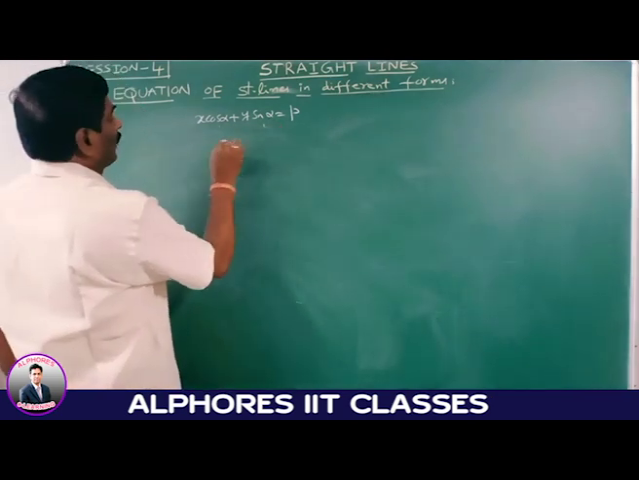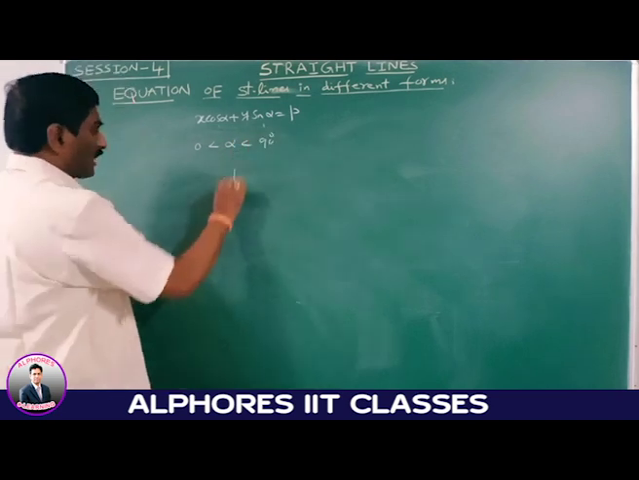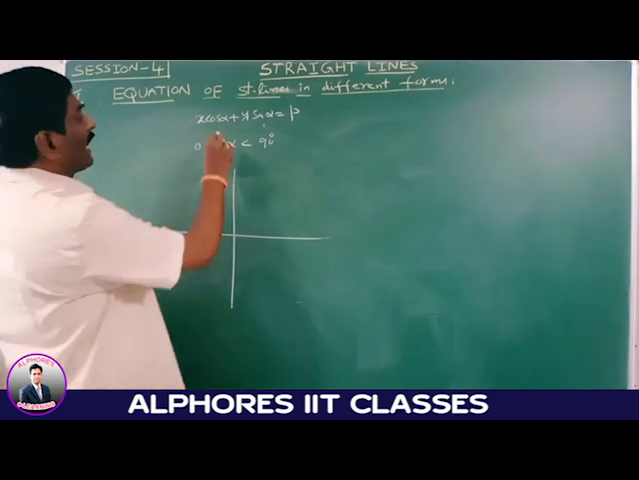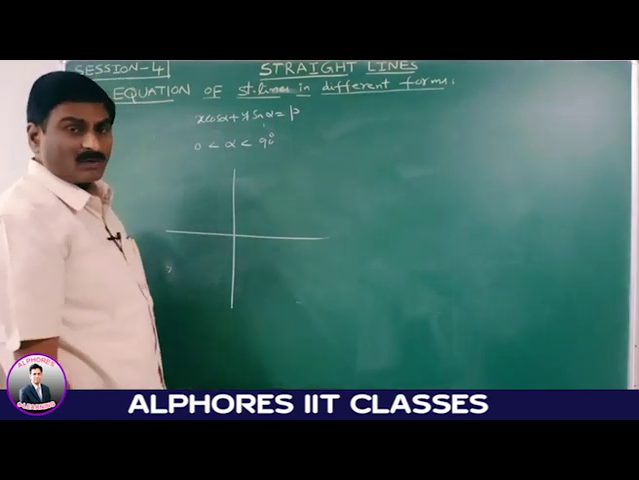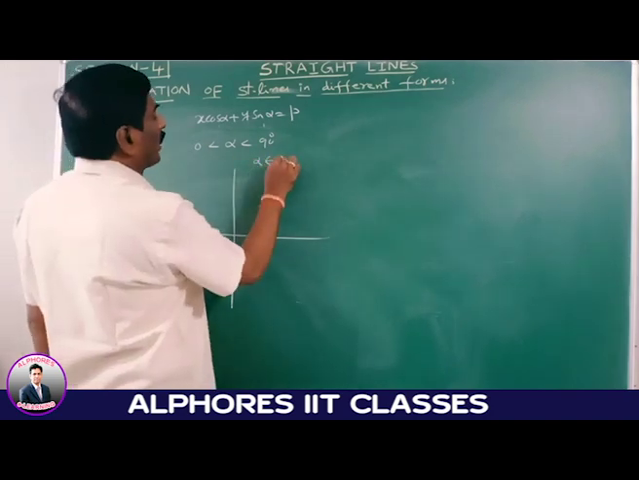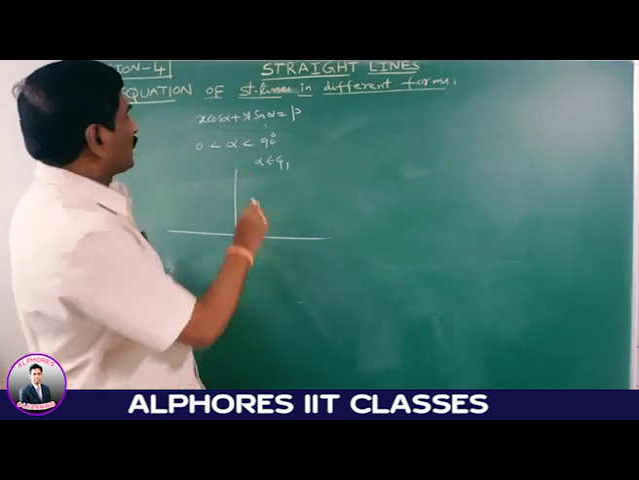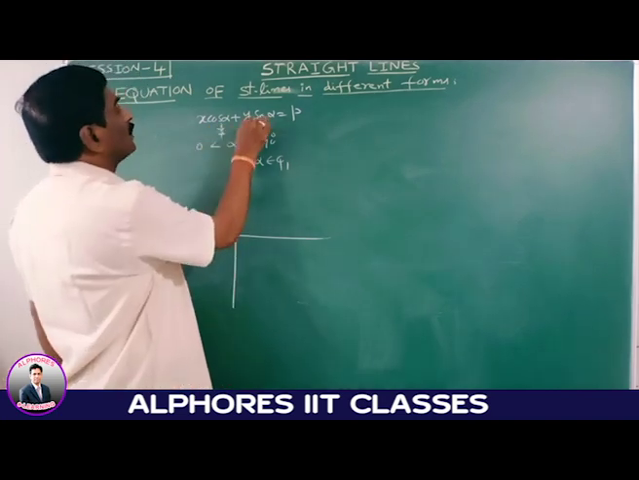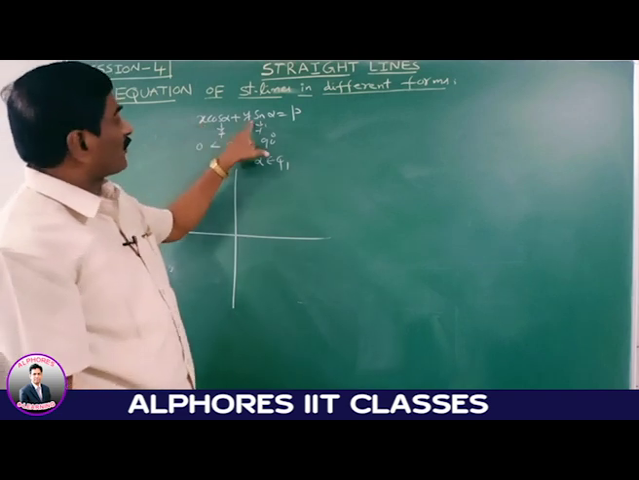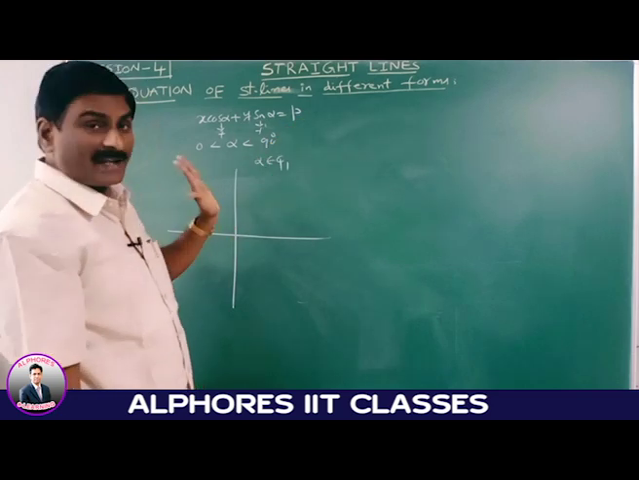Suppose alpha value lies in between 0 to 90 degrees. That means the line is x cos alpha plus y sin alpha is equal to p. In this case, alpha lies in quadrant 1. In quadrant 1, both sin and cos are positive values. That means cos value is positive, sin value is positive. Okay, x coefficient is positive and y coefficient is positive, p is also positive. All values are positive, then that line is in this way.